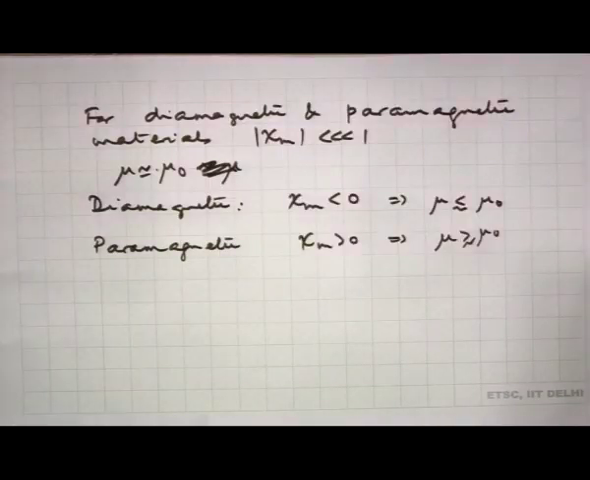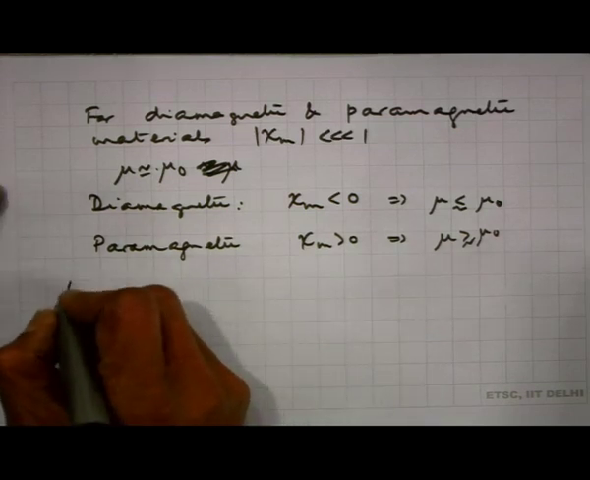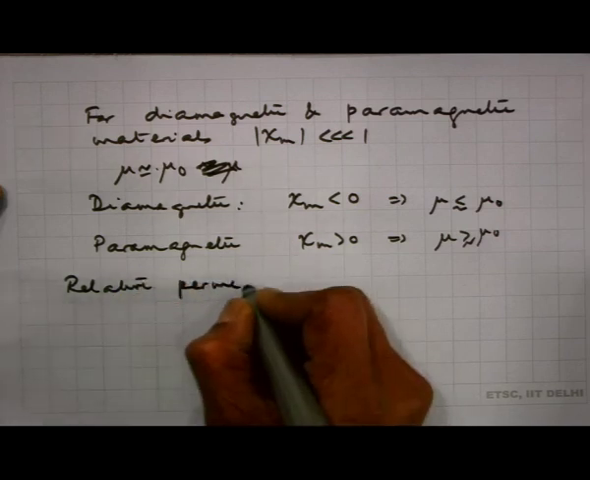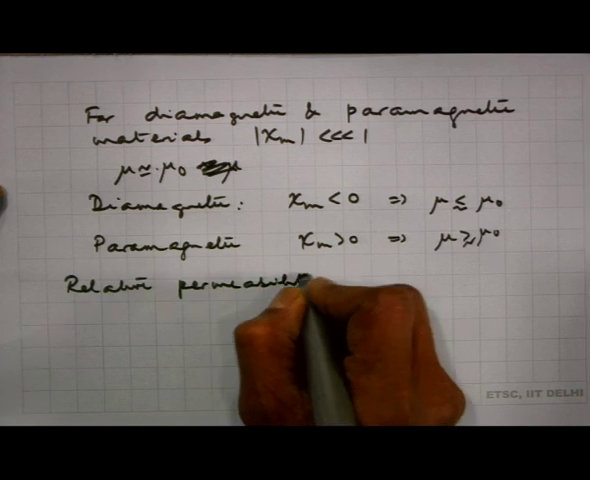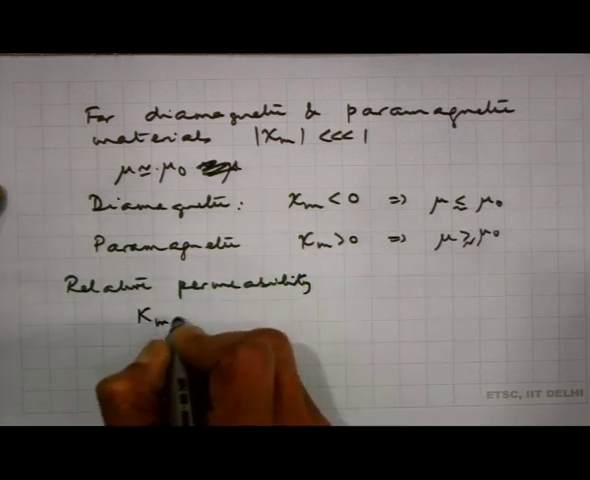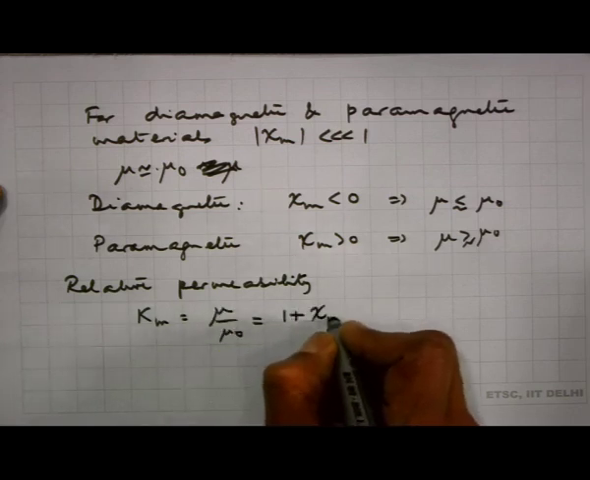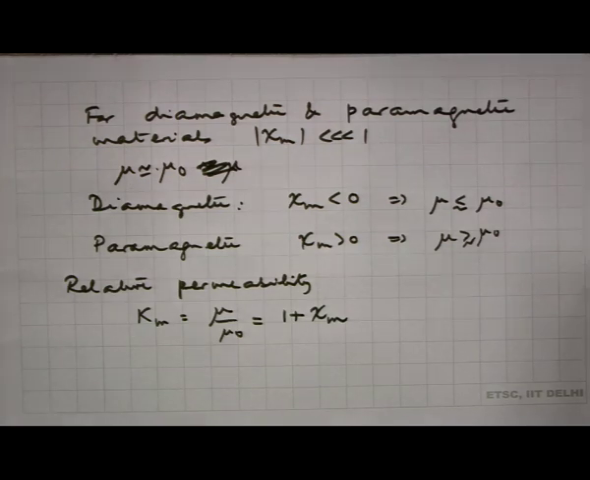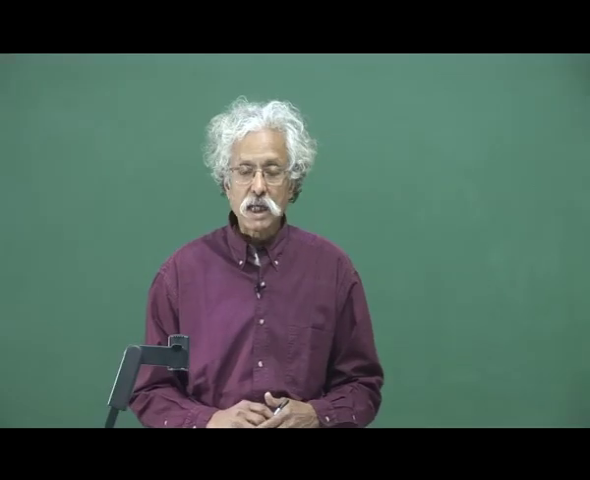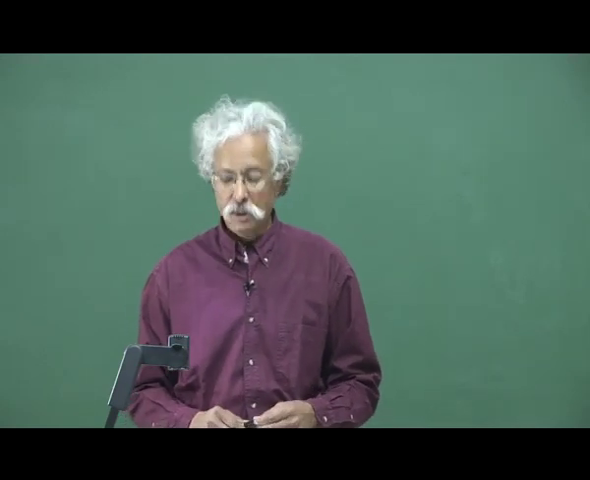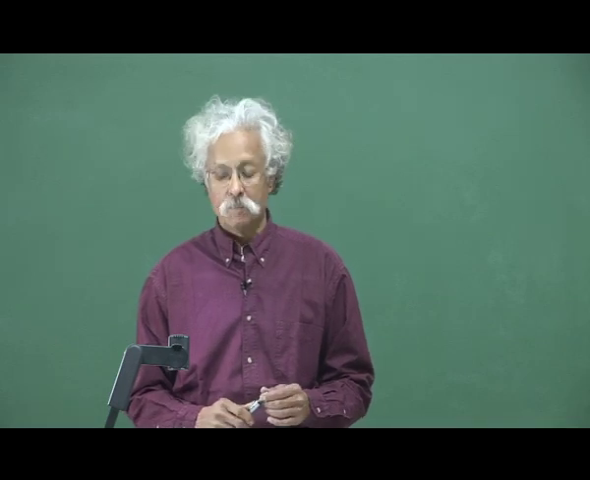So, we have defined a permeability mu. We can also define a relative permeability K m, which is equal to mu by mu naught, which is equal to 1 plus chi m. This is the relative permeability of the medium, just like relative permittivity, which was called the dielectric constant in electrostatics. Here we have a relative permeability which is mu by mu naught, and for paramagnetic and diamagnetic materials, this relative permeability is very close to 1.